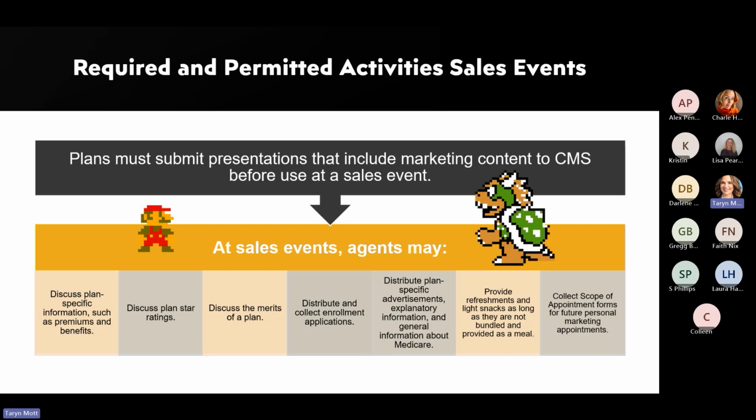At sales events, agents may discuss plan-specific information such as premiums and benefits, discuss plan star ratings, discuss the merits of a plan, distribute and collect enrollment applications, distribute plan-specific advertisement, explanatory information, and general information about Medicare, and provide refreshments and light snacks as long as they are not bundled and provided as a meal. That's the exact answer to the question. So when you see all of that, it'll come right back to you. You also may collect scope of appointment forms for future personal marketing appointments.